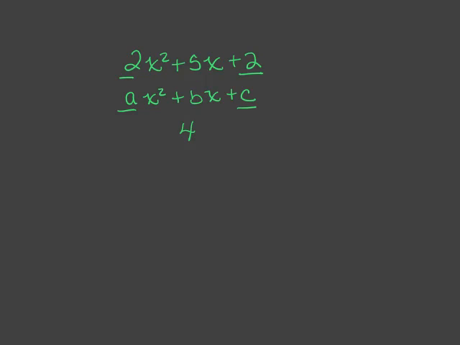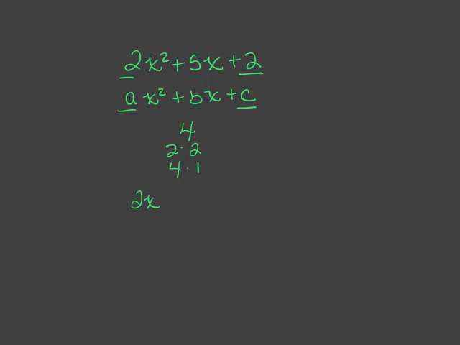And the factors of 4 are 2 and 2, but they're also 4 and 1. And so which of these two sets of factors, when added together, will make 5? Well, obviously it's 4 and 1. So we're going to rewrite the original trinomial, but as a polynomial, so that we can set it up for factoring by grouping.